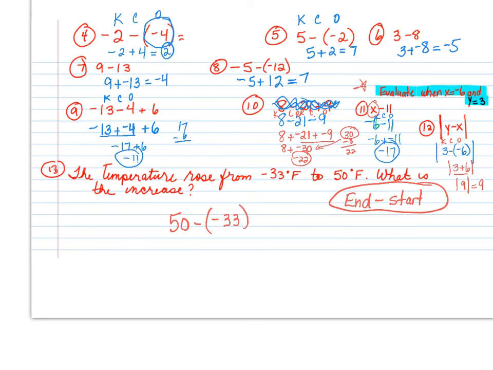This is subtraction. Do we keep subtraction? We're going to keep, change, opposite. We have 50 plus, what is the opposite of negative 33? 33. And 50 plus 33 is? 83. So it's an 83 degree Fahrenheit difference.